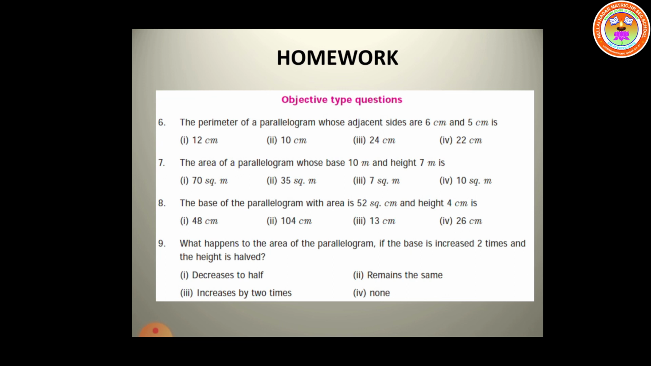Seventh one. The area of a parallelogram whose base 10 meter and height 7 meter. Base 10 meter, height 7 meter. What we have to find? Area of a parallelogram. What is the formula? Base into height. Area of the parallelogram equal to base into height. Substitute the values, multiply, you can get the answer.